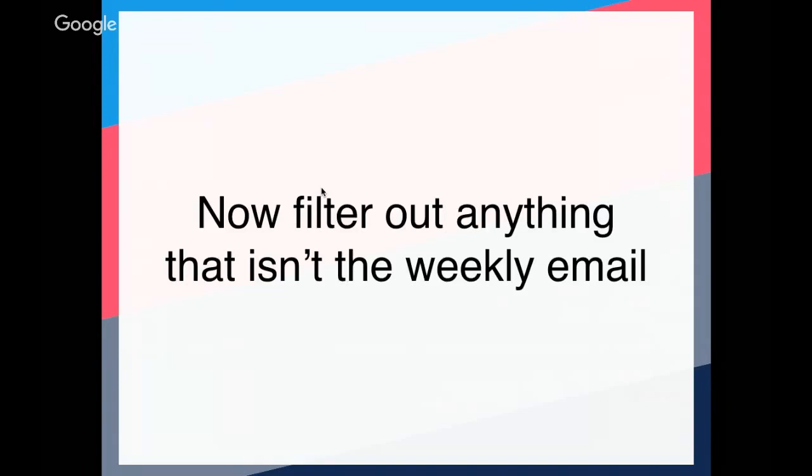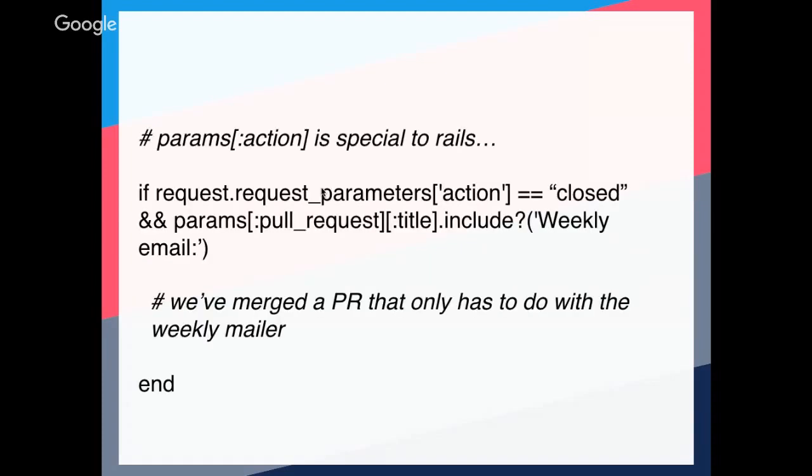What I eventually really want to do is make another GitHub API request when this happens and check the label on this PR and make sure it has the proper label. But right now, I just make sure that the title includes weekly email. And this has already bitten us. This is case sensitive. You have to have the correct string in there exactly, or else it's not going to fire off the email.